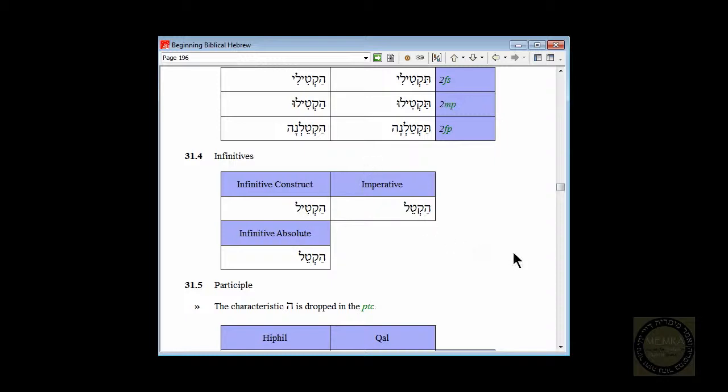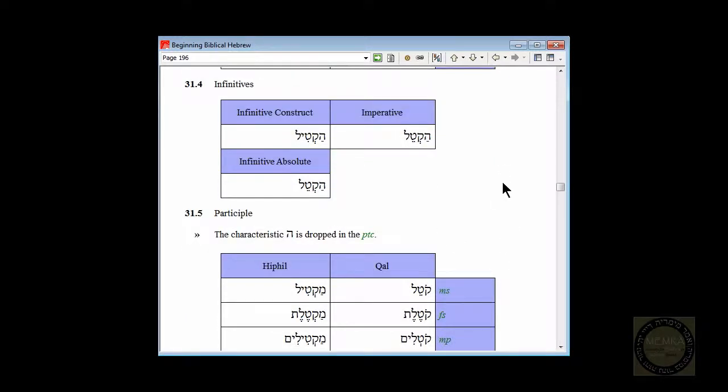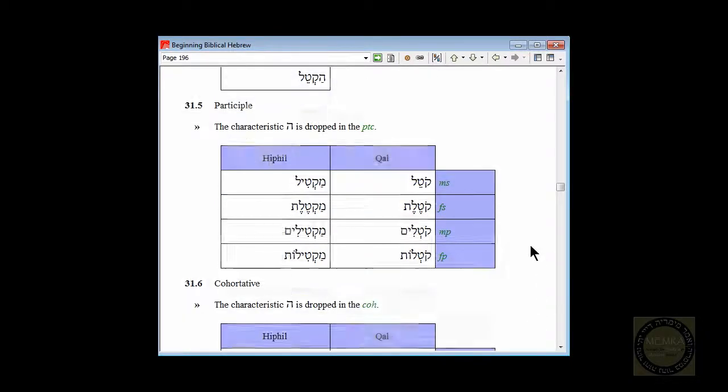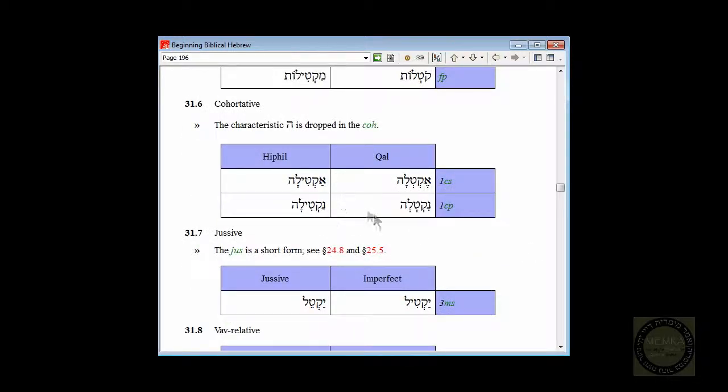Okay, we're almost out of the chapter. There's just not much that you have to really remember here. Participle, well, what do you think the mark of the participle is? It's the mem prefix, just like it was in piel, except with piel we had mem with shava. Here we have mem with A-class vowel followed by I-class. That is, by definition, a hifil participle. It's that simple. Cohortative, same as the imperfect. Imperfect prefix, A-class followed by I-class. But, of course, we have our cohortative ending, the hey.